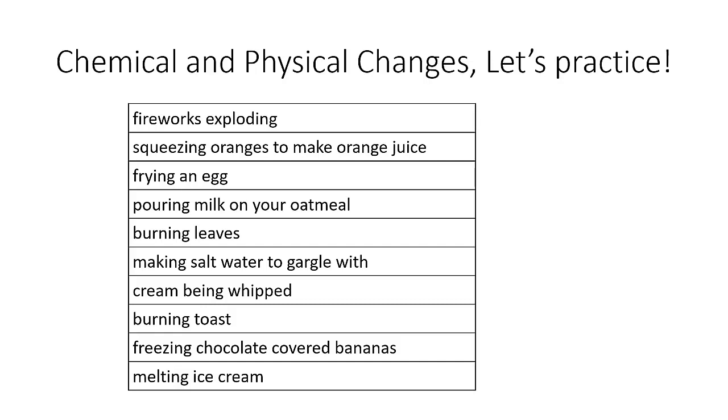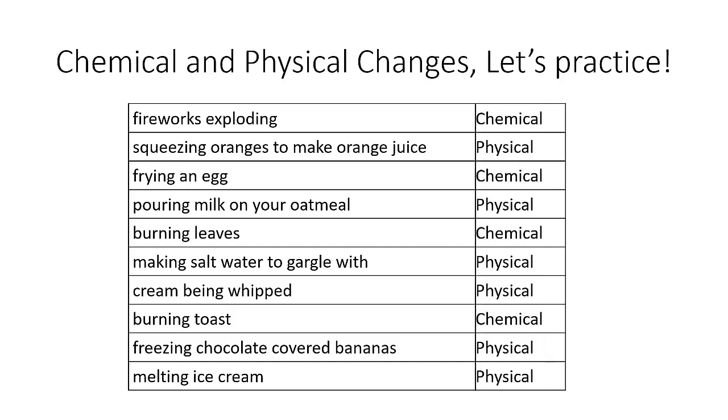All of these things, if you want to pause and try and write down a P or a C next to it, just to determine if it's a chemical or physical change, I recommend doing that, and then I'm going to tell you all the answers right now anyway. But go ahead and give it a try. So think about it. With the first one, fireworks exploding, that produces light, so therefore it's going to be a chemical change. Squeezing oranges to make orange juice, that's physical because you're just simply moving the juice from inside the orange to your drink.